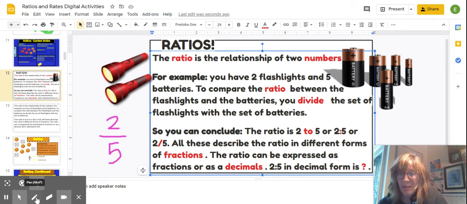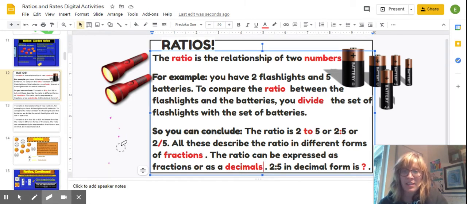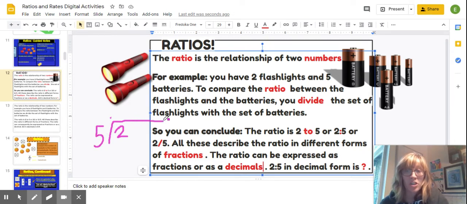So when we set up our division problem, we'll take our flashlights, 2, divided by our batteries, 5. And so we have a division problem. We can use what we know about dividing, especially with decimals, because we say, how many times does 5 fit into 2? Well, it doesn't.